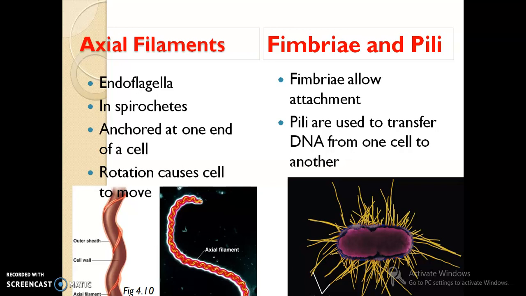Now, transfer of this genetic material, that is DNA or RNA, from one bacterial cell to another is done with the help of pili. The pili become a bridge between the two cells, and the DNA material is transferred from one cell to another. So this is the use of pili. They are not used for motility. They are used either for adherence, or, in the case of sex pili, for the transfer of genetic material.